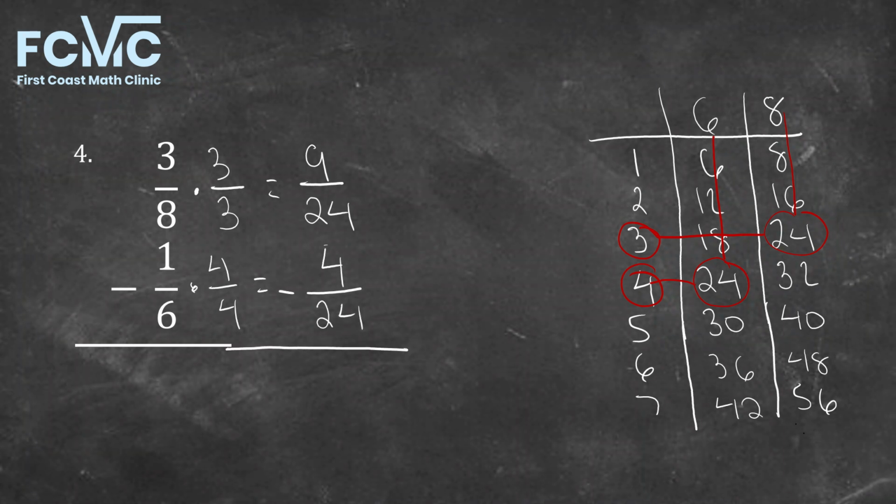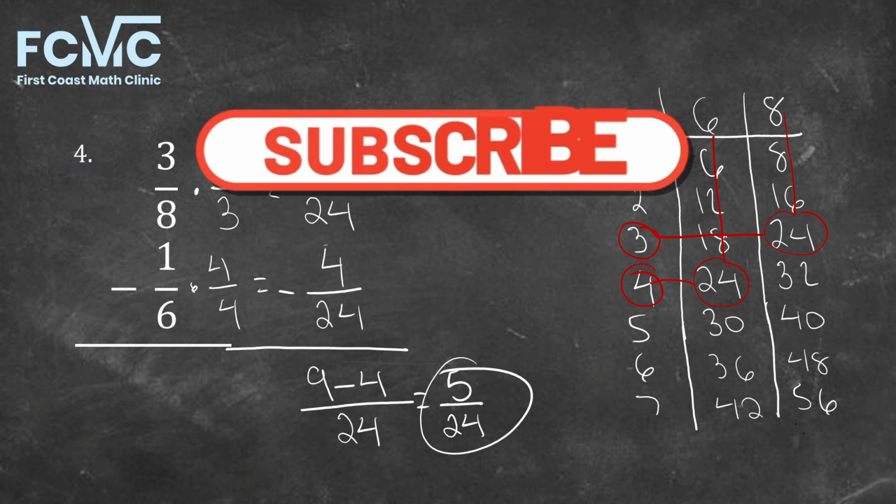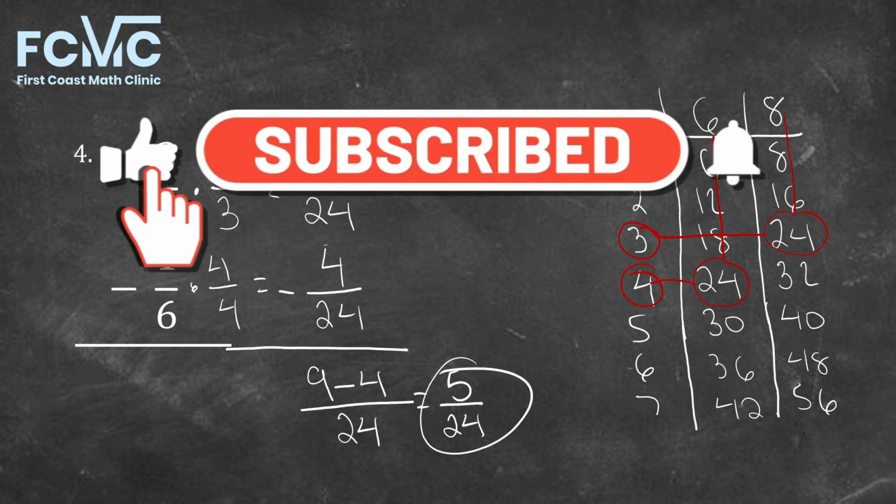Now we're subtracting. So in our numerator, we're going to have 9 minus 4 over 24, which is going to give us 5 over 24 as our answer. So this video was on how to add and subtract fractions with unlike denominators. I hope this video helped you understand this concept a little bit more.